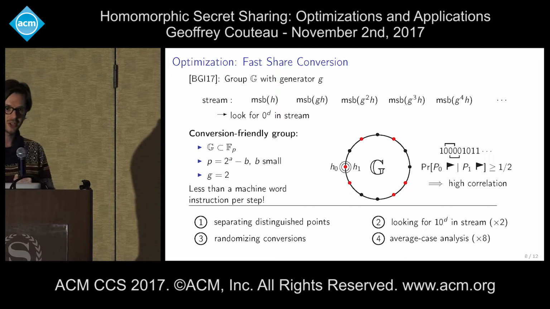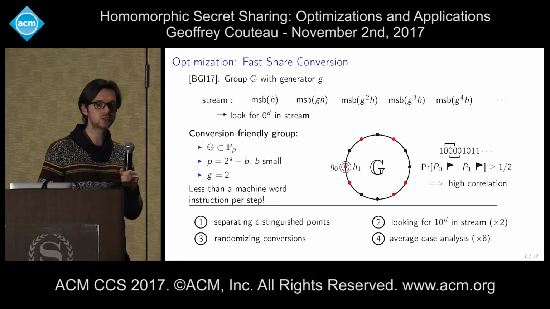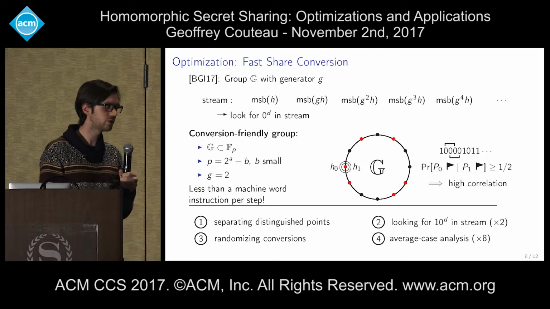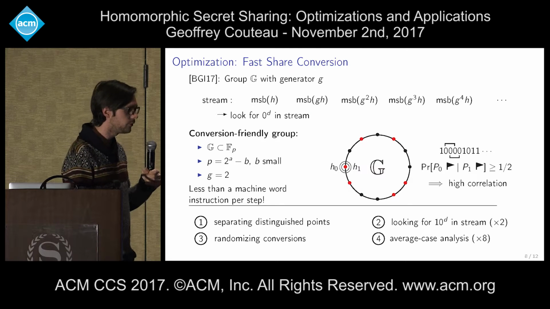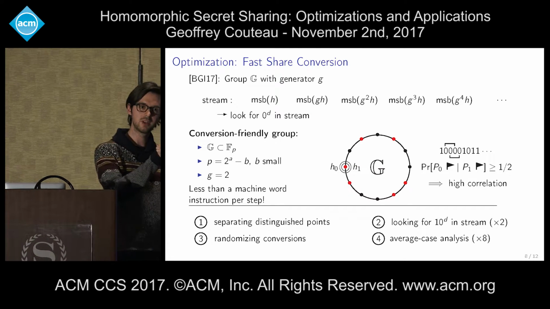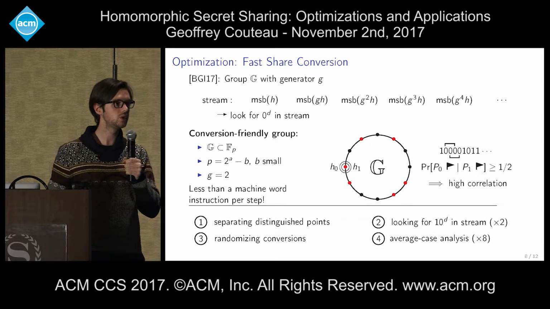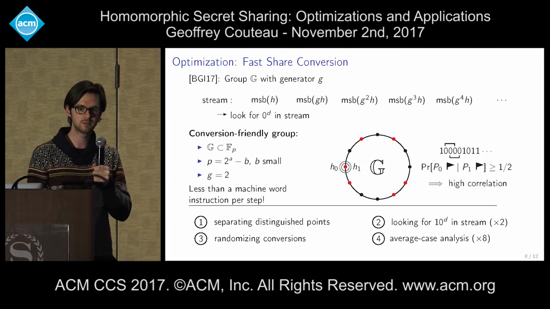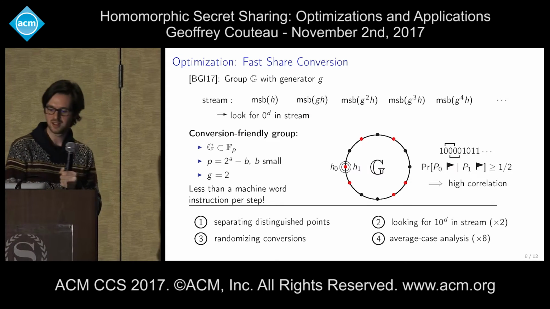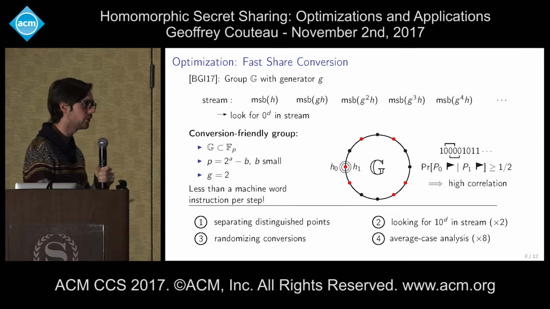So for our first optimization, we separated the distinguished points. How do we do so? That was very, very hard. We look at the distinguished point, and if it is too close to another distinguished point, we say that it's non-distinguished. And that's it.